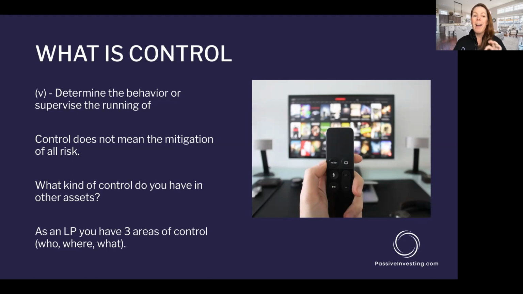But this is why I love investing in businesses and investing in real estate, because those are two areas where you can exhibit a lot of control. It's because you can actually determine who you invest with, where you invest, and what you invest in.